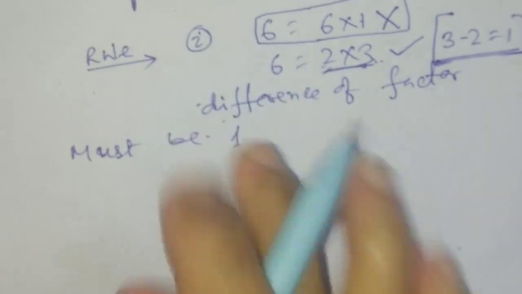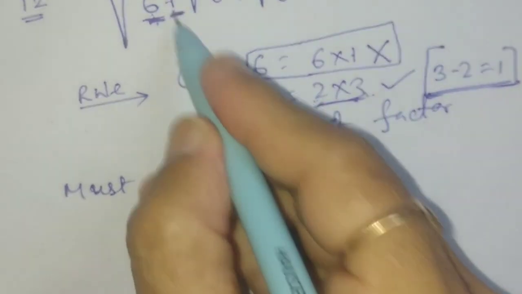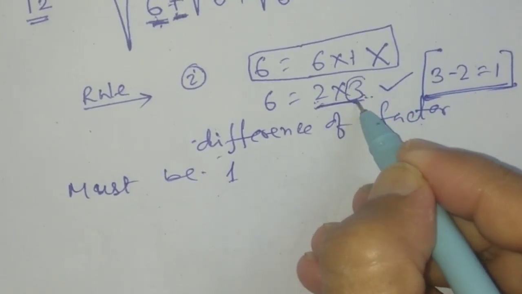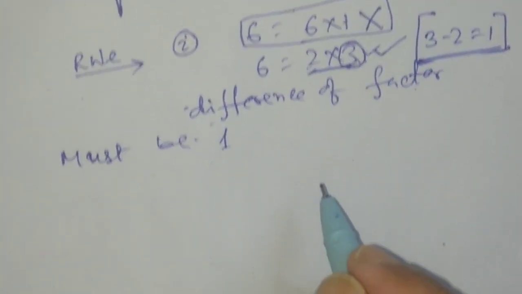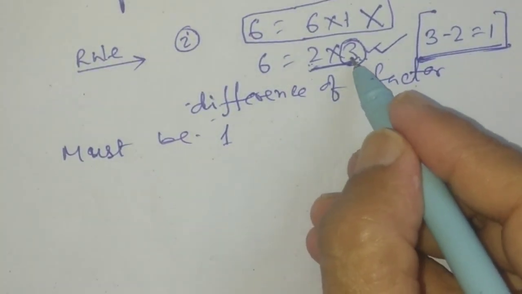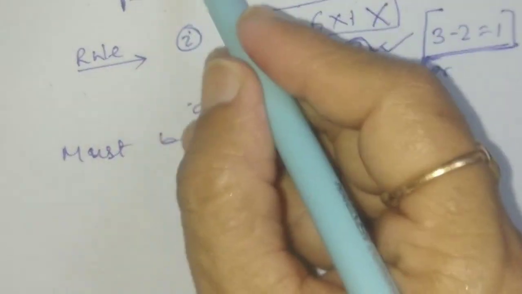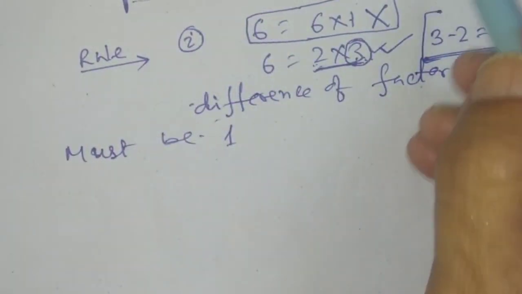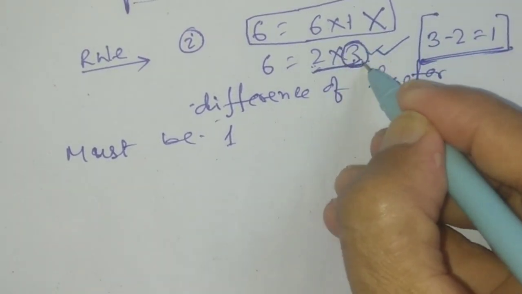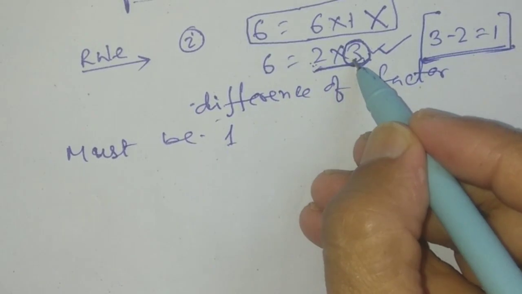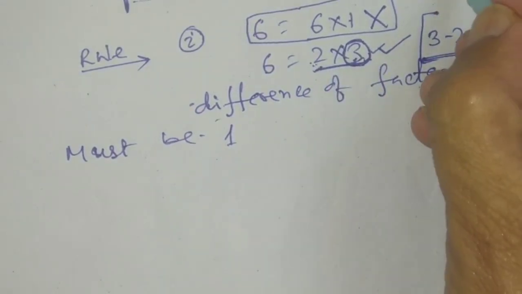For the plus sign, the answer is the bigger factor. So what is the answer of this? Root 6 plus root 6 plus root 6 up to infinite is equal to 3, because 6 is equal to 2 into 3, and 3 is the bigger, 2 is the smaller, so the answer is 3.